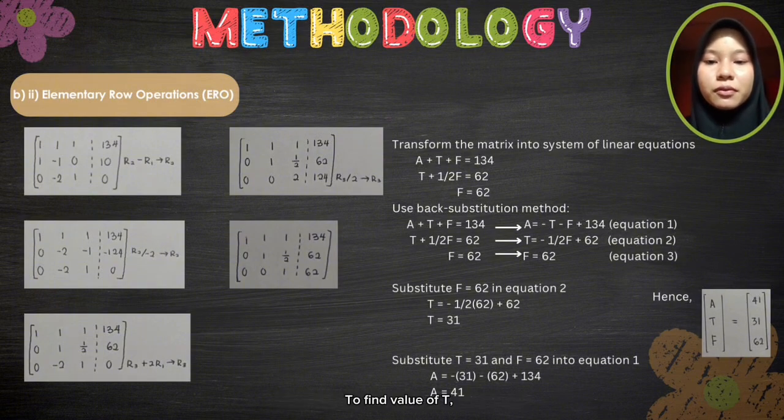To find the value of T, we substitute F equal to 62 in equation 2. So, T equal to 31. Then, to get the value of A, we substitute T equal to 31 and F equal to 62 into equation 1. So, A equal to 41. Hence, A equal to 41, T equal to 31, F equal to 62.